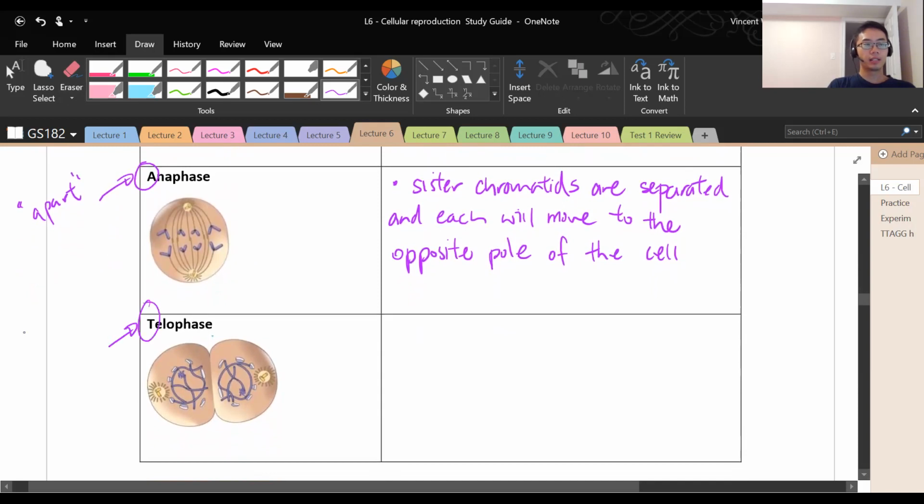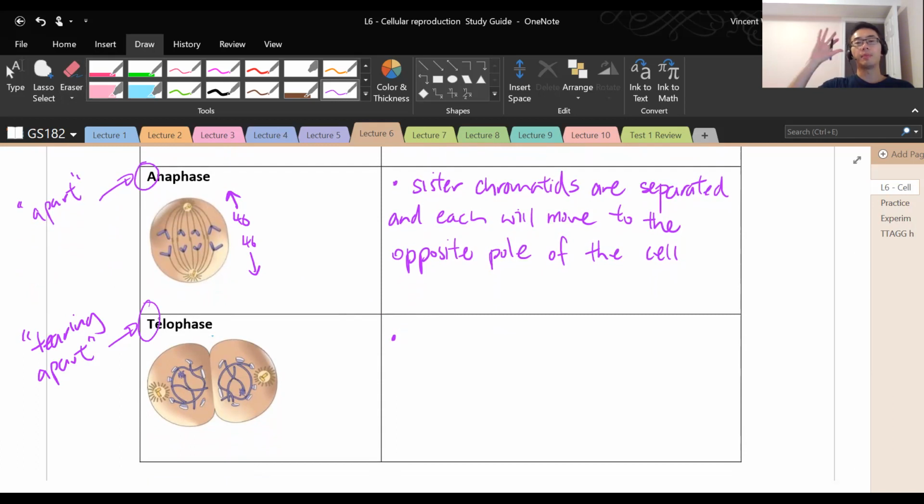And T for tearing apart. Now that the chromosomes are at opposite ends of the poles, so if this was a human cell, you would have 46 going this way and 46 going this way, you will be able to separate the cell. Telophase is basically the backwards of everything that happened in prophase.